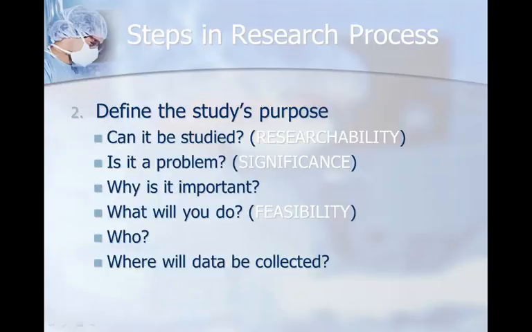So the second step when we think about nursing research is to define the study's purpose. So the first, can it be studied? Is it researchable? Is it a problem? I mean, we already talked about some of this. Is it significant? Why is it important? What will you do? Is it feasible? Who? So who's going to be studied? Who's going to do the studying? And lastly, where will data be collected?